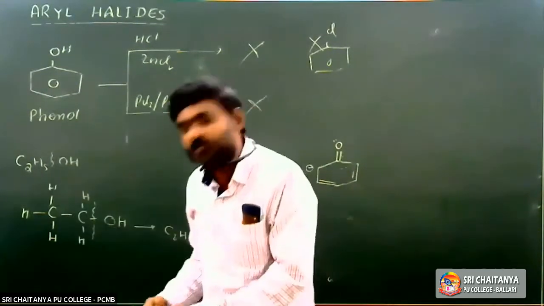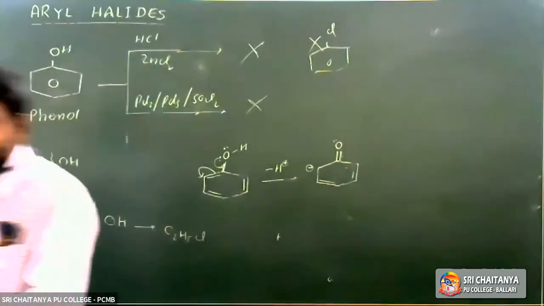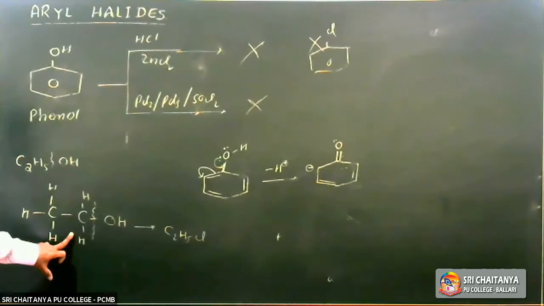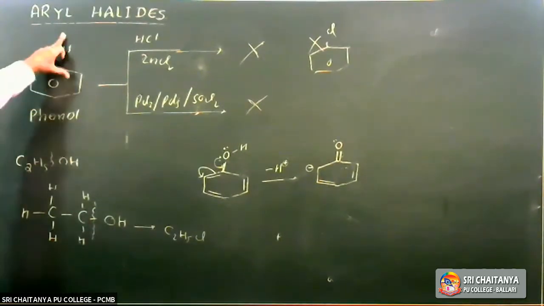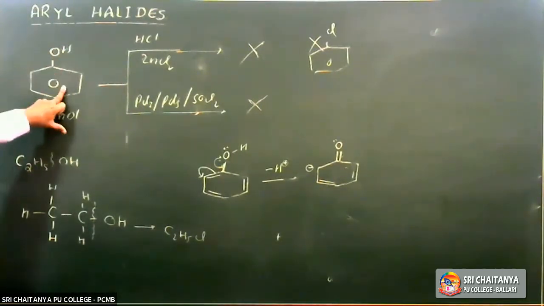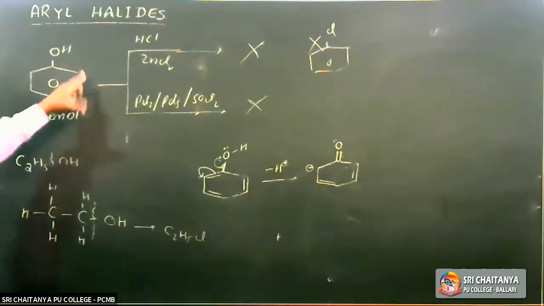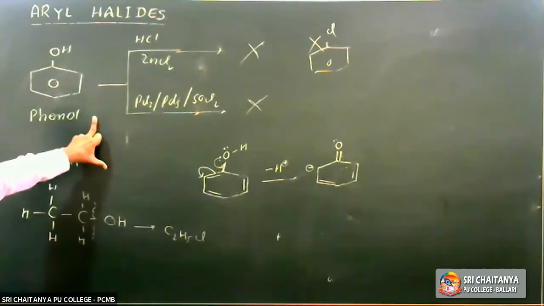Okay, so it is a very important point. Alkyl halides are prepared from alcohol, whereas aryl halides are not prepared from aromatic alcohol, that is phenol. What is the reason? Why are haloarenes not prepared from phenol?